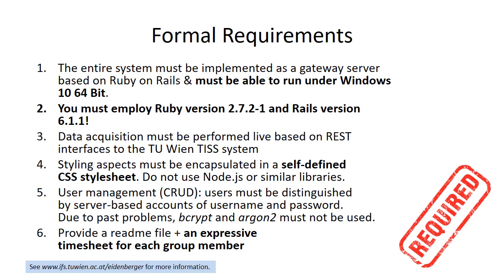Good. So, what are the formal requirements of your projects? Of course, you must implement this gateway server. As I said, it has to be based, of course, on Ruby on Rails, and it must be able to run under Windows 10 on the 64-bit operating system, because that is the test environment that I will use. This year, I decided to go for Ruby version 2.7.2.1. I didn't dare risking to switch already to version 3. Rather stay on the conservative side, and I would like you to use the Rails version 6.1.1.